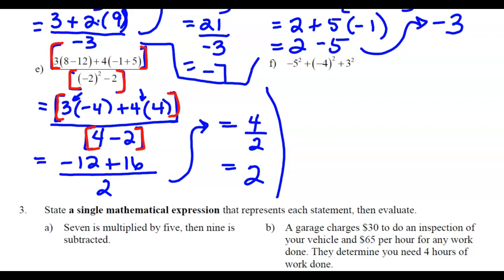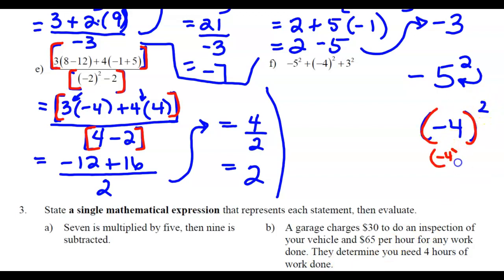Okay. And F is just a reminder about squaring negatives. So look at the difference in this one. There's no brackets around that -5. So if I show this out bigger, that squared only refers to the 5, not the negative. That's different from the -4 squared, where that squared refers to all of the bracket. So that is -4 times -4. This is -5 times 5.